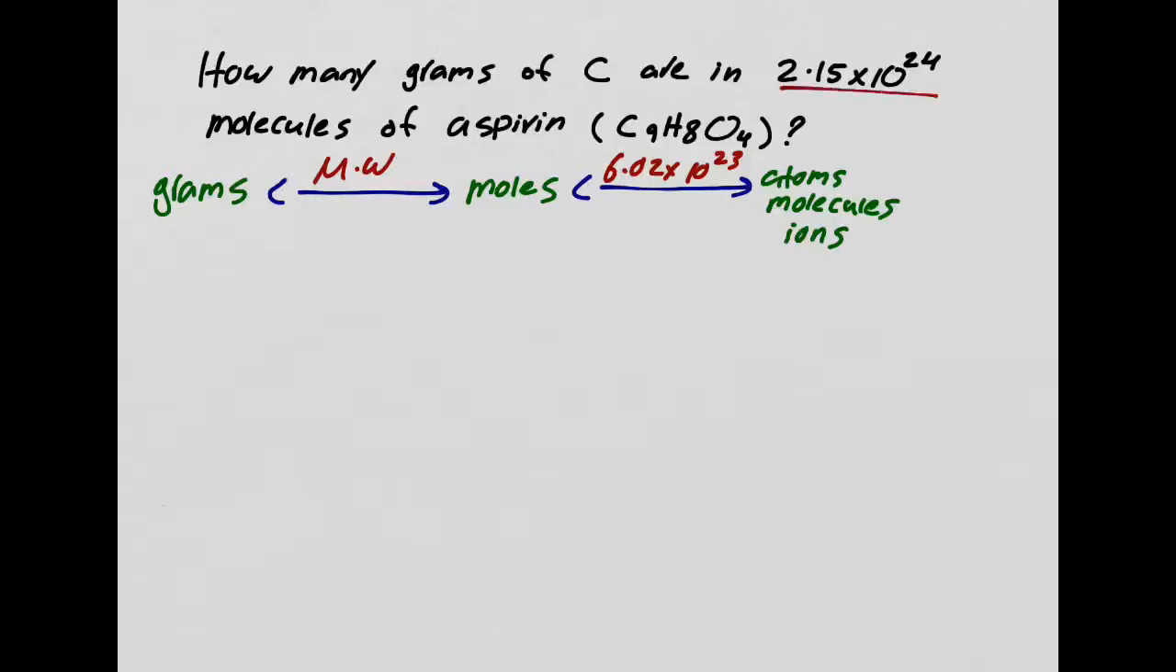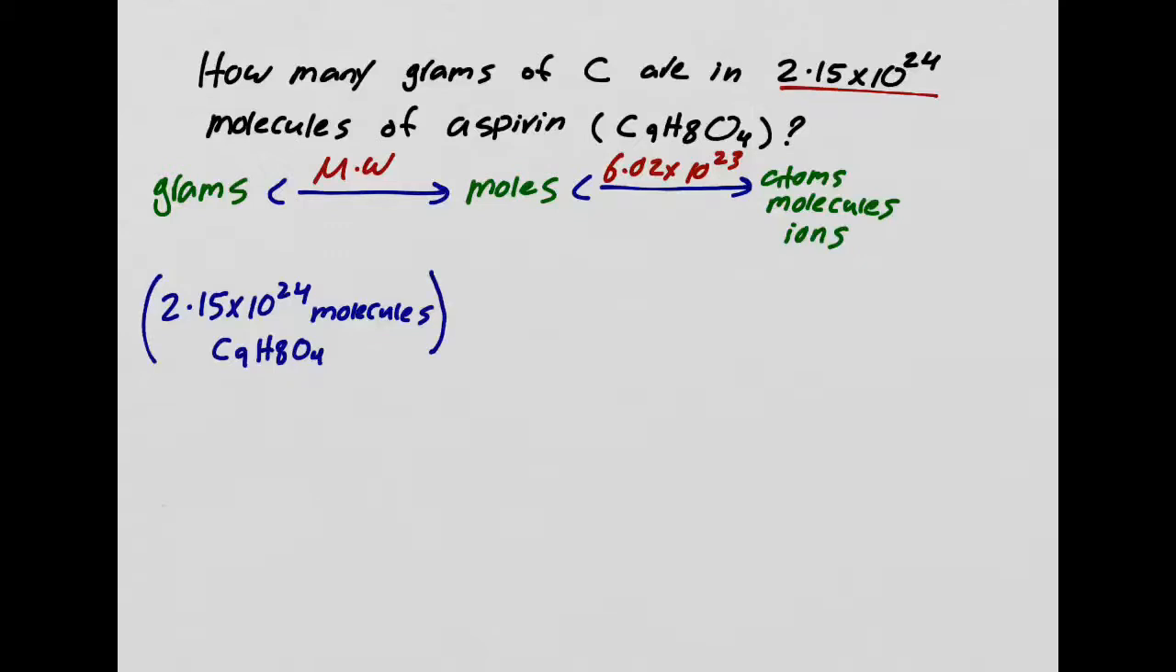Now, we have to write down what's given to us. And what's given to us is 2.15 times 10 to the 24 molecules of C9H8O4. Okay? This is what's given to us.